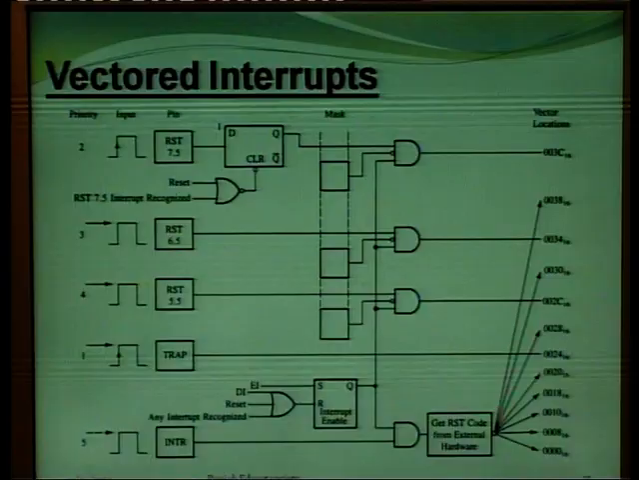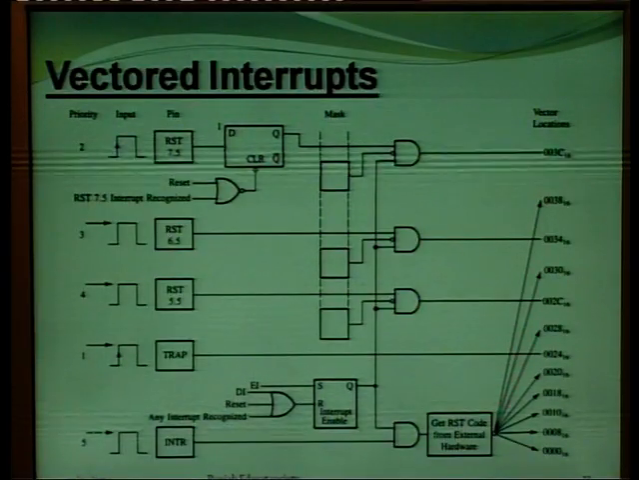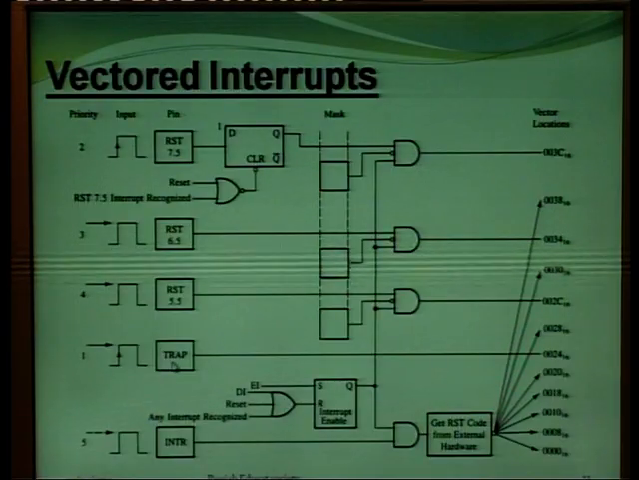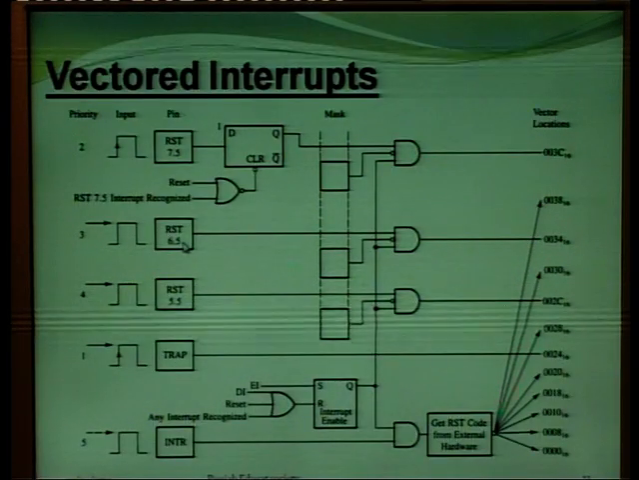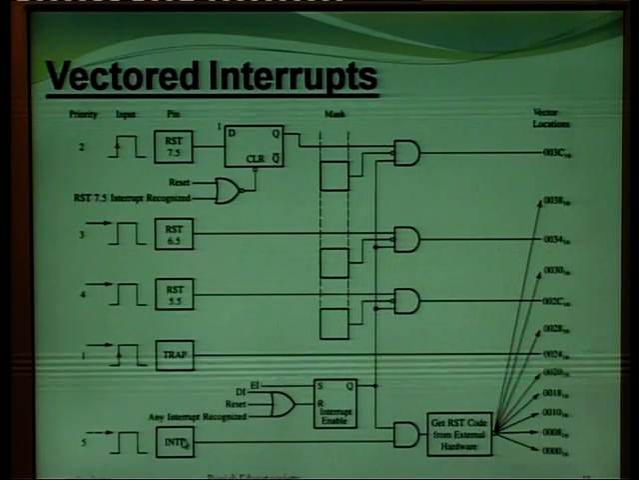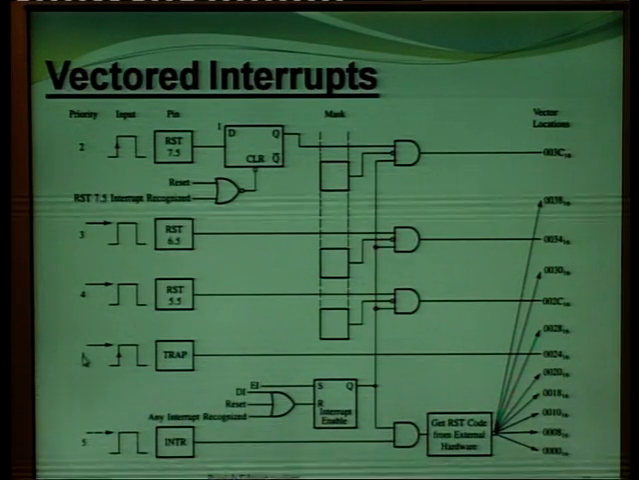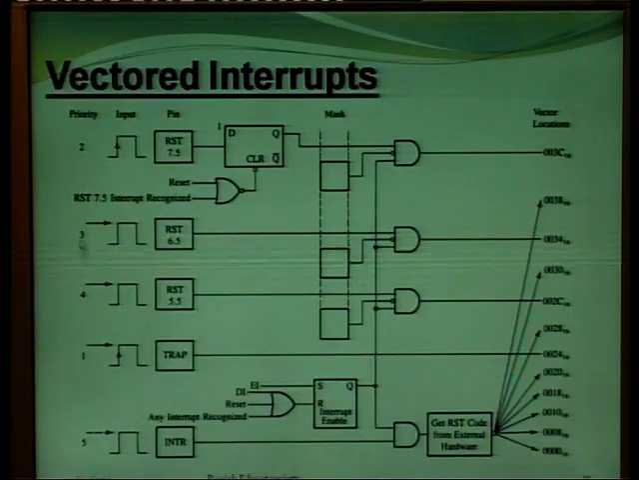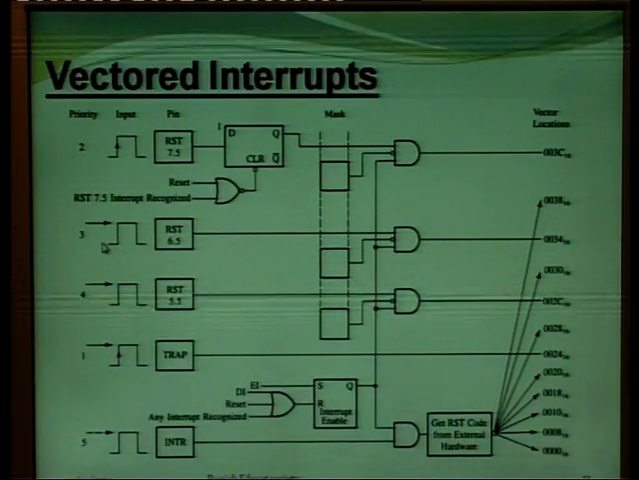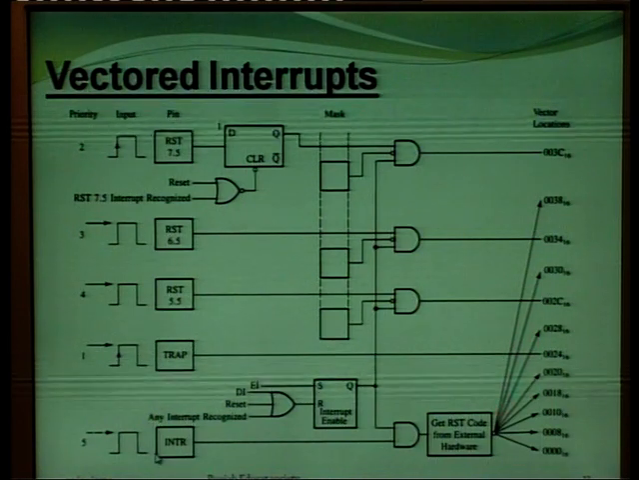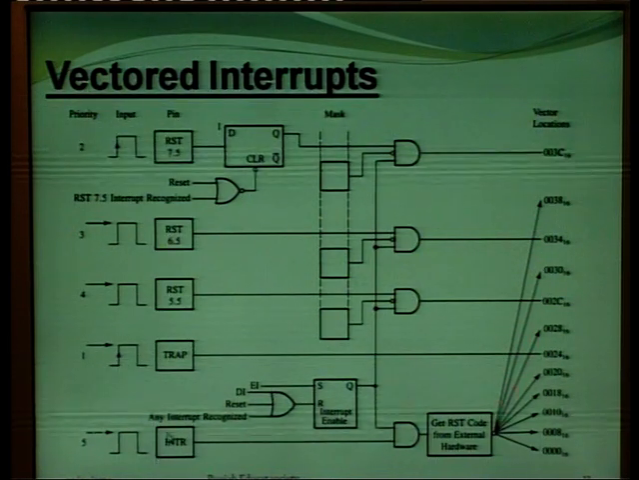This is an interrupt diagram of 8085. There are a total of 5 interrupts, that is trap, then RST 7.5, RST 6.5, RST 5.5 and INTR. This number shows the priority, that means trap is the highest priority, second one is RST 7.5, then RST 6.5, RST 5.5 and the last one is the INTR.